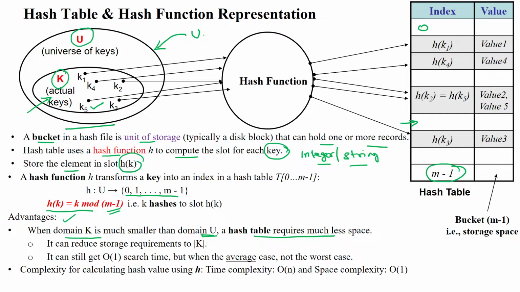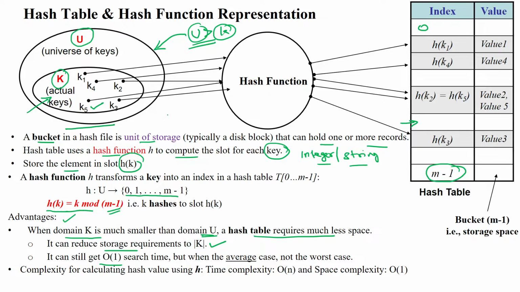You look at that, this is the universe of keys, and K is less than U. So the K values are less than U, and we need only less memory space for the hash table. It can reduce the storage requirements to the cardinality of K, that means the number of keys in K. It can still get order of 1 for searching.